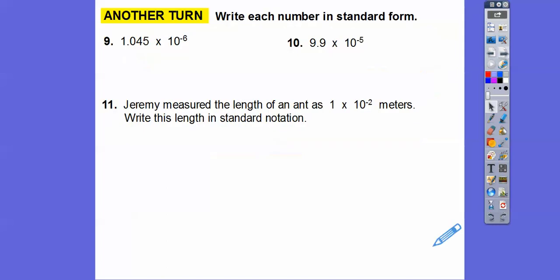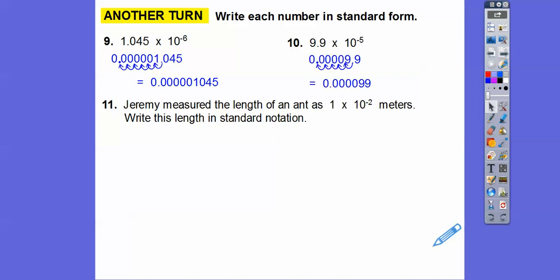Okay, all right. So write these numbers in standard form. Remember, if it's negative, I'm going to move it to the left 6 places. So there it is, 1, 2, 3, 4, 5, 6, and then put the zeros in there so it equals that. Same with the 9.9, so 9.9, 1, 2, 3, 4, 5, put the zeros in, and so it equals that.